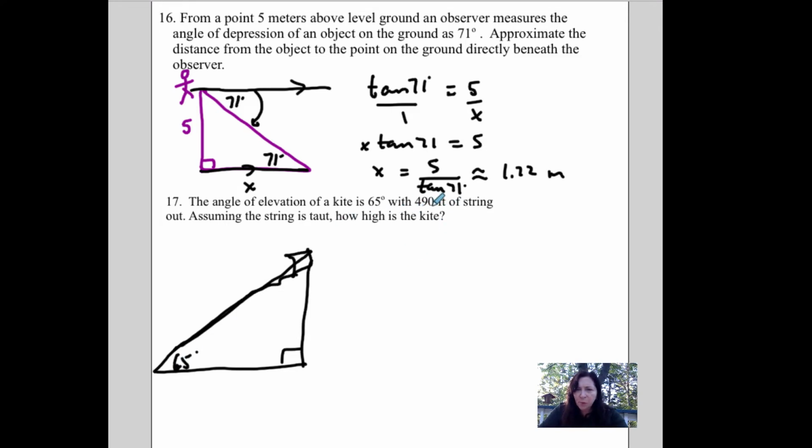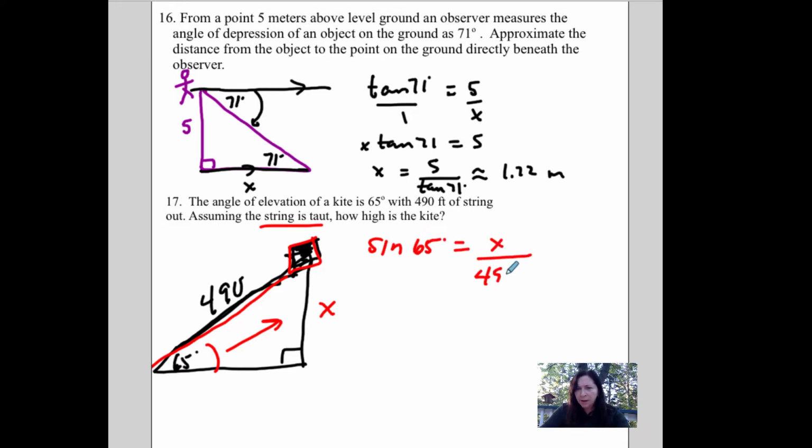It says 490 feet of string, so that's my string, because if this is my kite right here, okay? I guess I could use a different color. If that's my kite, this is my string, all right? And it says, assuming that the string is taut, how high is the kite? So what you're finding is opposite over hypotenuse, which is sine. So you're going to go sine of 65 degrees is equal to x over 490.